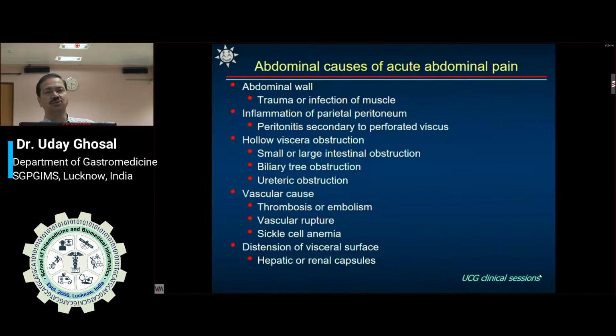So, abdominal causes of acute abdominal pain: abdominal wall trauma or infection of the muscle, inflammation of the parietal peritoneum like peritonitis, hollow viscera obstruction such as small and large intestinal obstruction, biliary tree obstruction, ureteric obstruction, vascular causes like thrombosis or embolism, vascular rupture. Sickle cell anemia can cause severe pain called sickle cell crisis. Distension of the visceral surface of the peritoneum and of the hepatic and renal capsule can also cause abdominal pain.